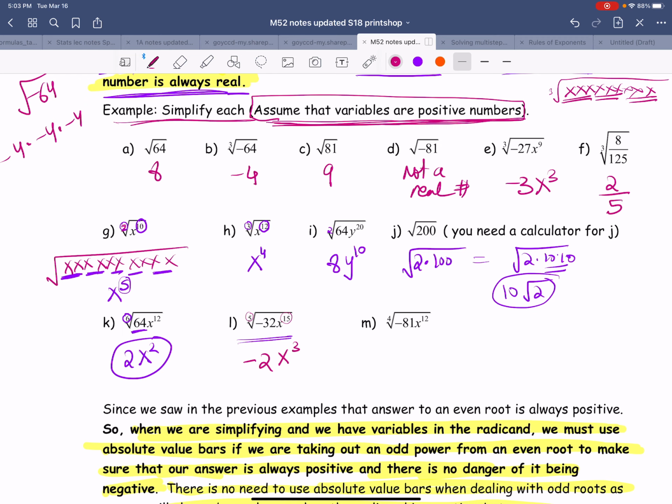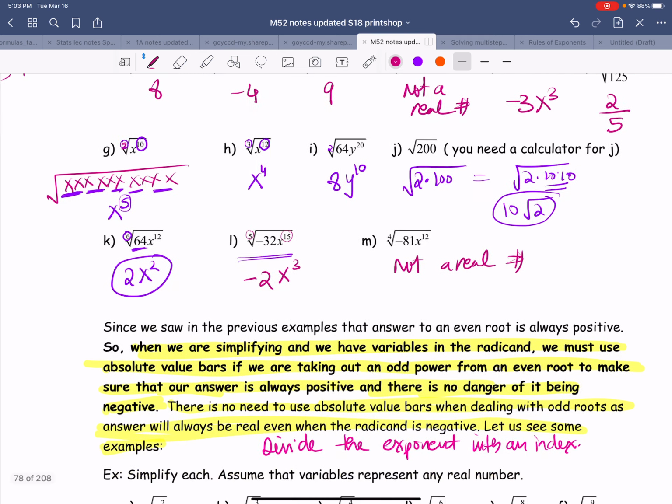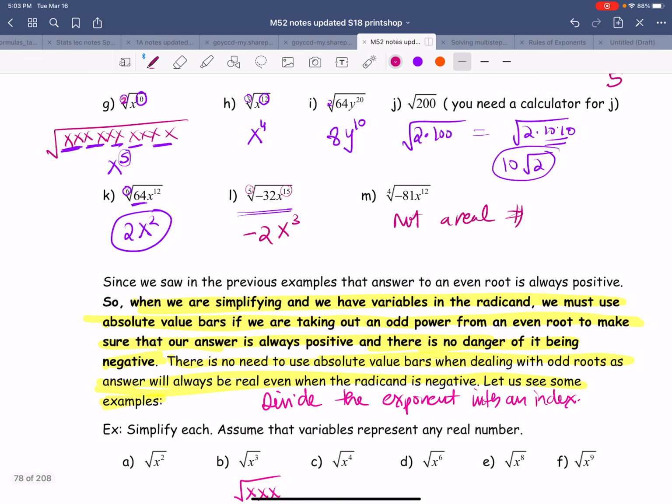Now next we have an even root and a negative inside. So that's going to be not a real number, since we saw in the previous example that the answer to an even root is always positive. So when we are simplifying and we have variables in the radicand, when you have a variable x in the radicand, you don't really know if x can be positive or x can be negative.